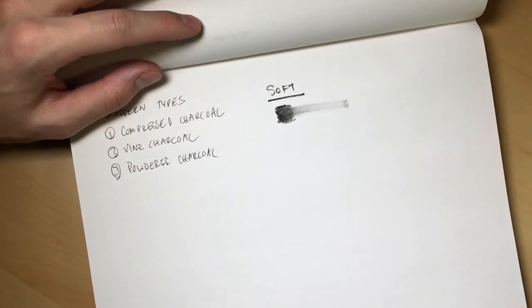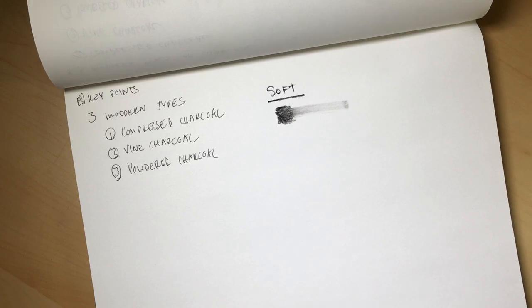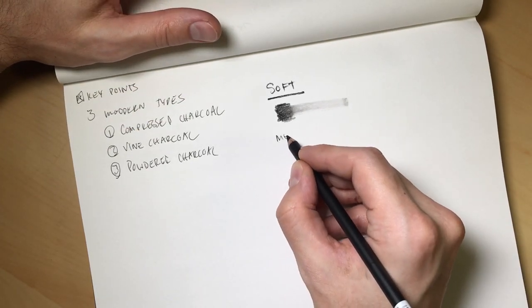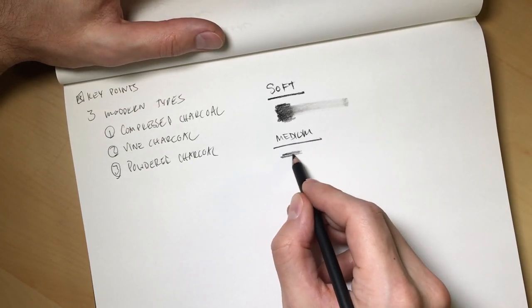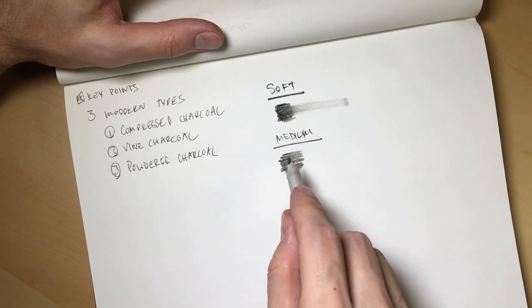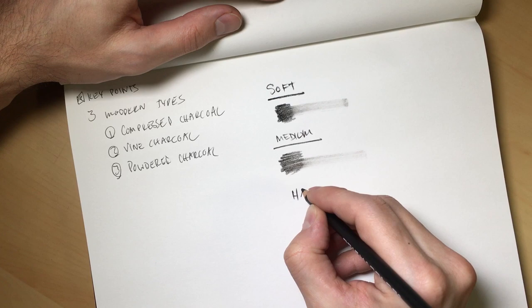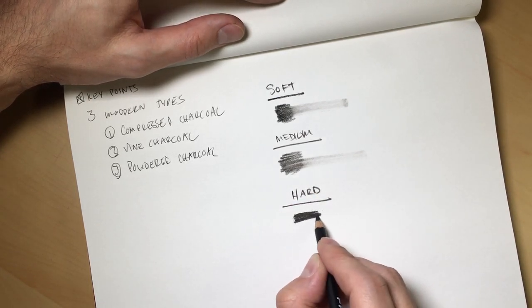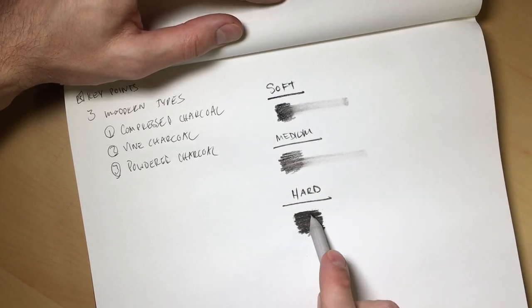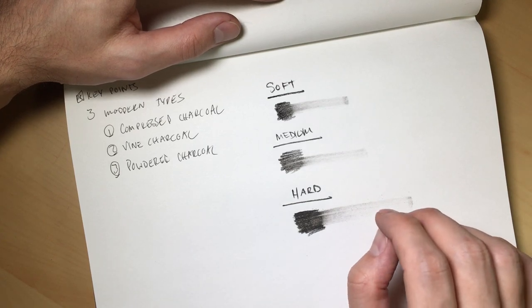As far as how these charcoals are applied to the paper, one of the analogies that I like to use is, the soft charcoal will apply a lot like polyester is worn, or medium's kind of like the cotton, and hard is more like the silk as far as the consistency of each charcoal during the application process.